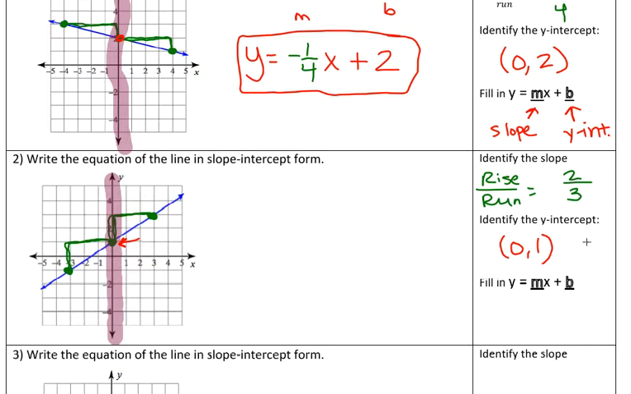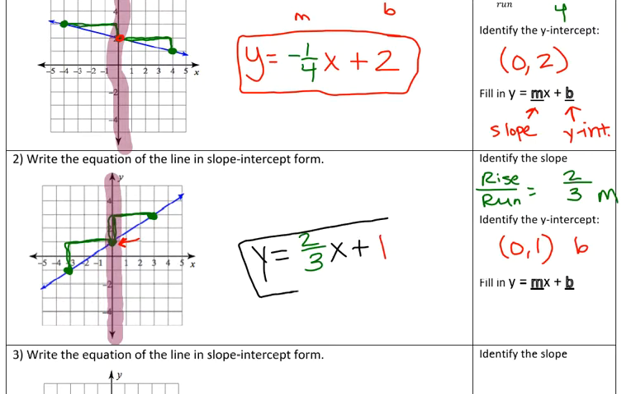Okay, so this is my B. This is my M. I'm still going to start out with the template. Y equals, and I want MX plus, and then a B. So my M goes first. That's the 2/3. That goes in front of the X. And then plus B. B is the 1. And there's my equation. So if you can find the slope and you can find the y-intercept, you are good to go.